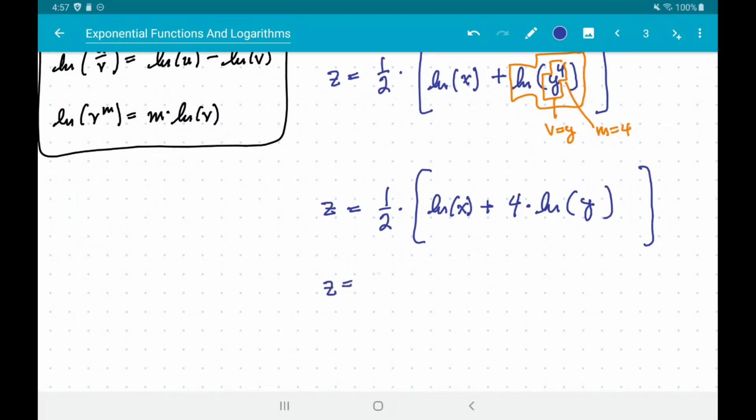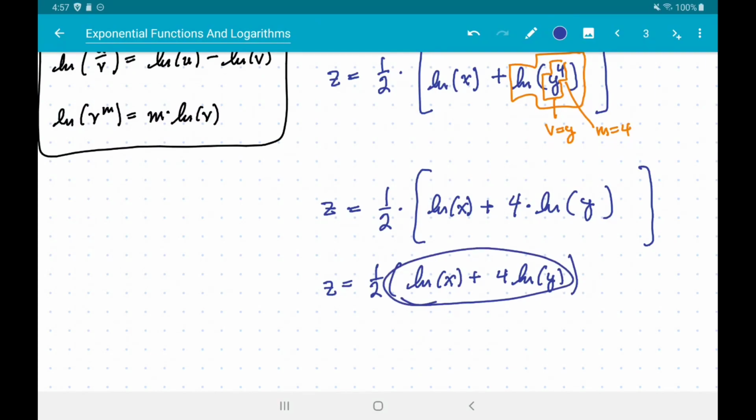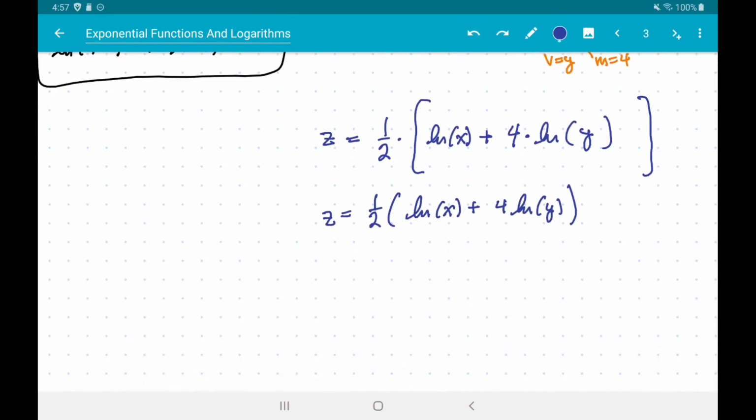If I now write this a little more fluidly, I get 1/2 ln of x plus 4 ln y, and the 1/2 is applied to the whole group. That's one way of solving this problem. Now, again, in the homework, this is what you would type into the box.